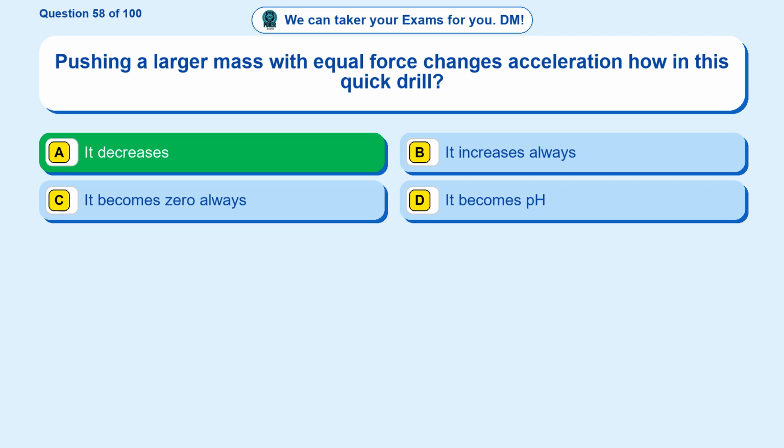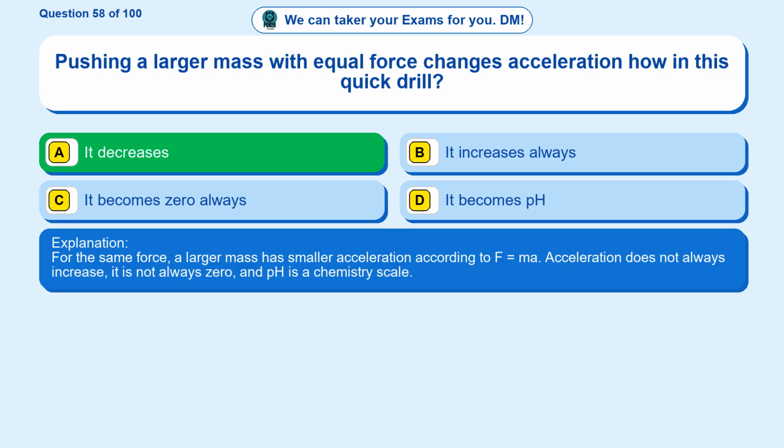The correct answer is option A, it decreases. For the same force, a larger mass has smaller acceleration according to F equals ma. Acceleration does not always increase, it is not always zero, and pH is a chemistry scale.